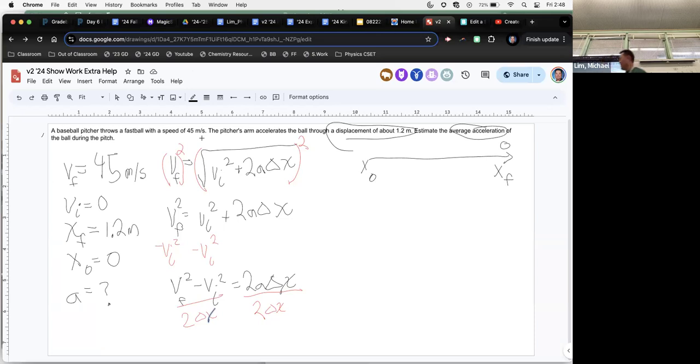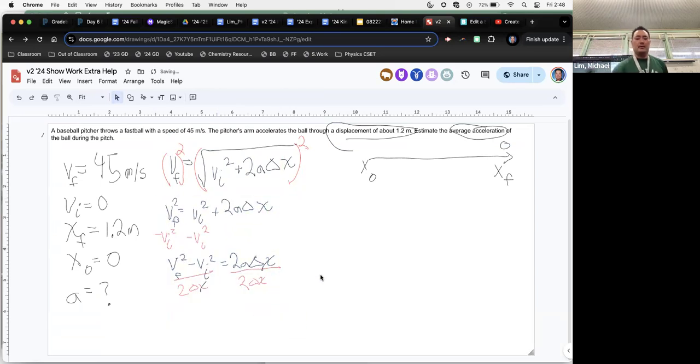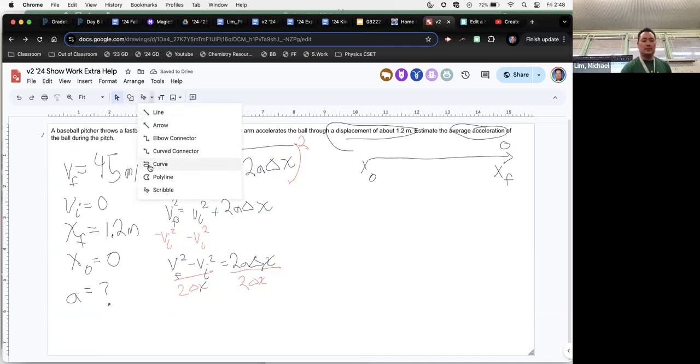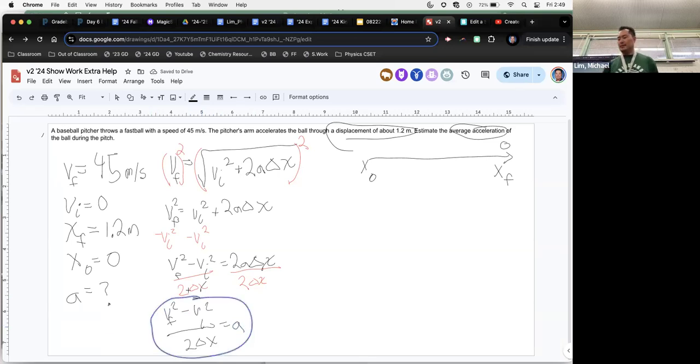So now we have a final equation. I'm going to shrink this down for my housekeeping. Let's go with this. It's too much. Okay. And now rewrite this as VF squared minus VI squared all over 2 delta x equals A. Put a nice circle around it so you can keep track. And now let's plug in and solve.